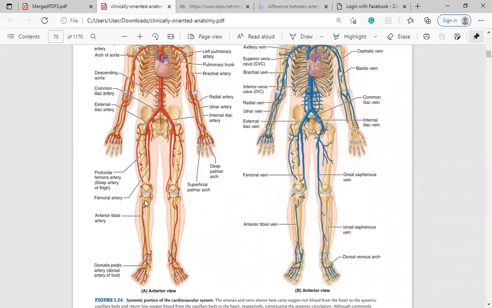And then it will now split after passing through the knee joint, right? It becomes what we call the anterior tibial artery, supplying the tibia and the muscle that are attached to this tibia. Then it becomes what is called the dorsalis pedis. When it gets to the foot, it becomes the dorsalis pedis artery. Now, all of these arteries are very important.